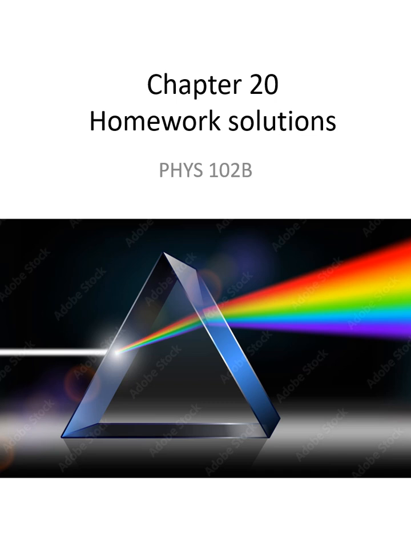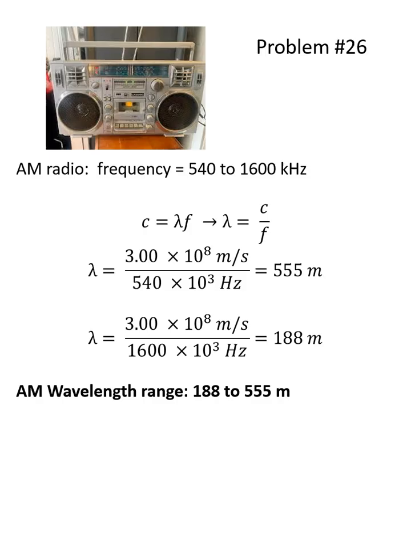This is the Chapter 20 homework solutions for Physics 102B. Let's take a look at number 26. Find the wavelength ranges for AM radio, and it gives the frequencies, and then for FM radio with the given frequencies. On this page, we'll look at AM radio. So the given frequency range is between 540 and 1600 kilohertz.